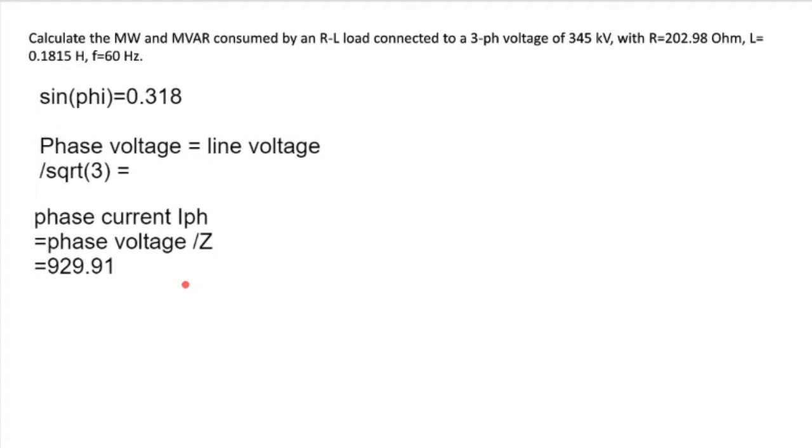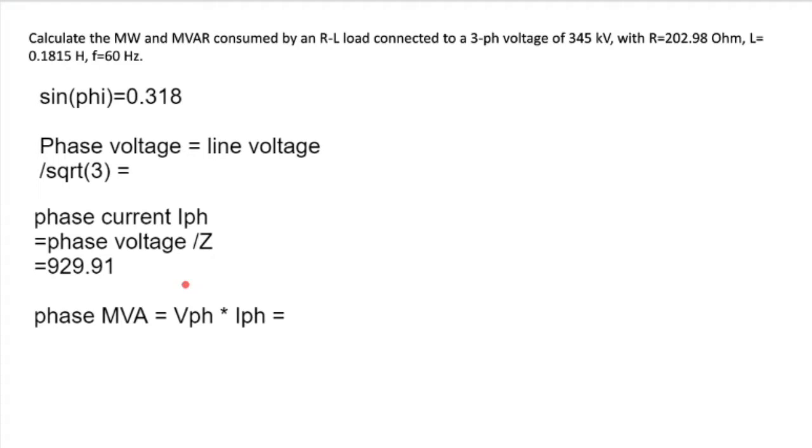Right, now you calculate phase MVA, meaning V phase times I phase. Phase MVA, meaning the MVA per phase. It's the MVA per phase. V phase times I phase value, the per phase MVA.